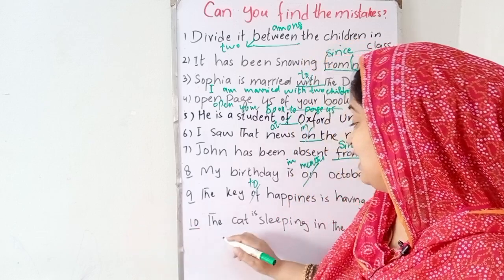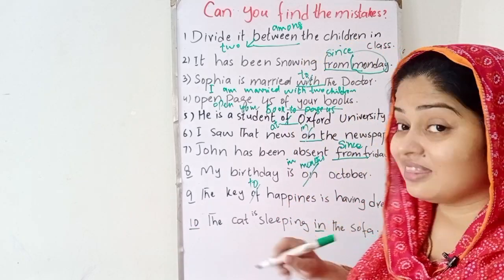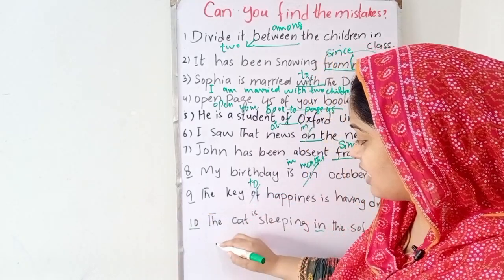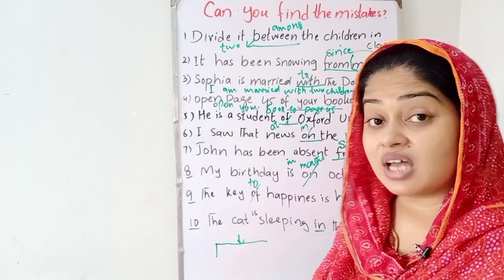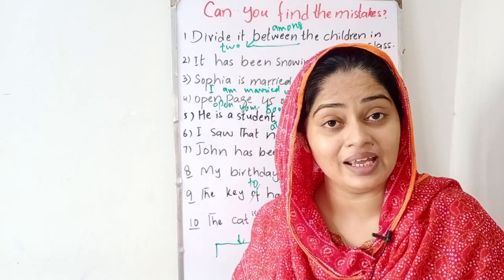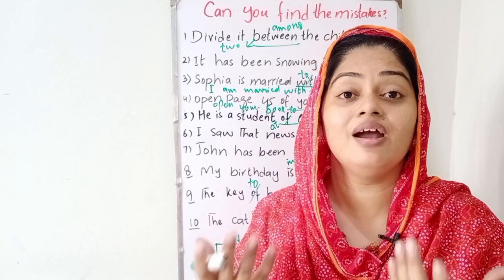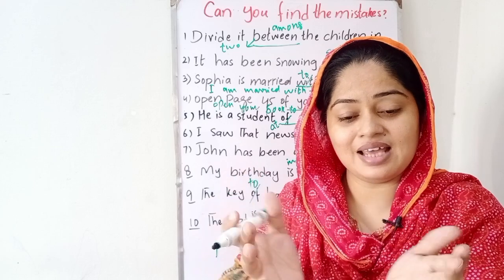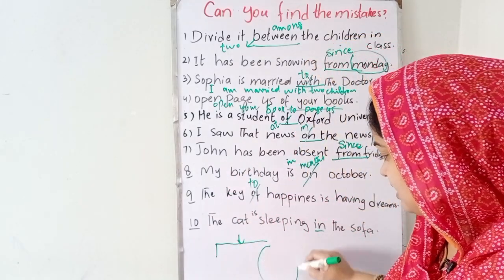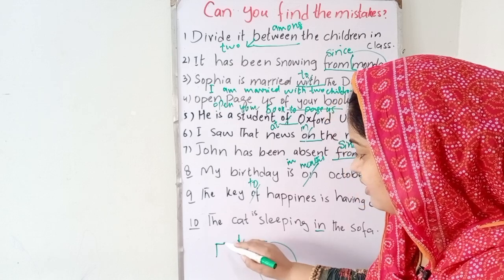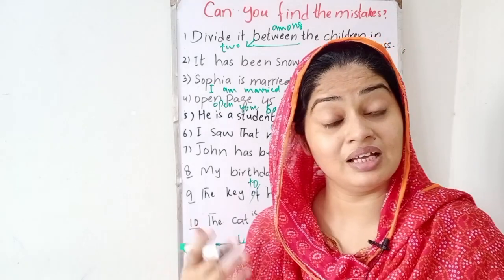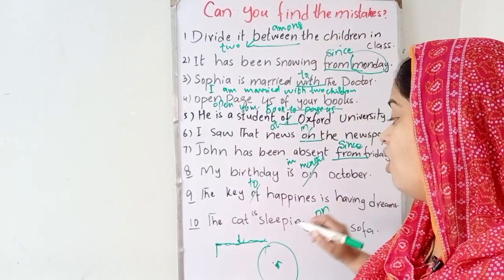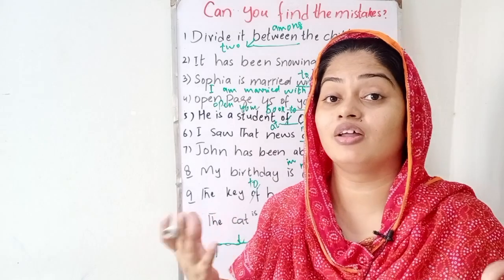What do you think? The cat is sleeping in the sofa. No, the cat is sleeping on the surface. When something is touching the surface of something, you have to say on. When there is something inside something, an enclosed structure, this is in. But when something is touching the surface of something, you have to utilize the word on. So the cat is sleeping on the sofa.